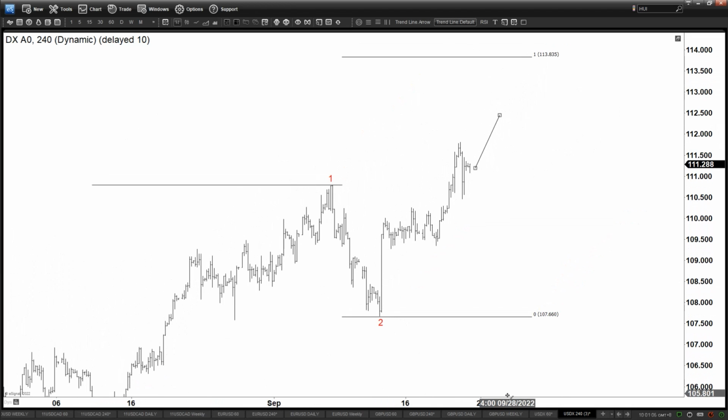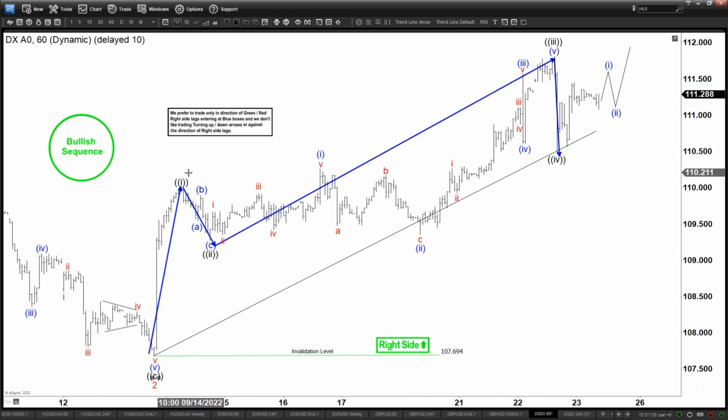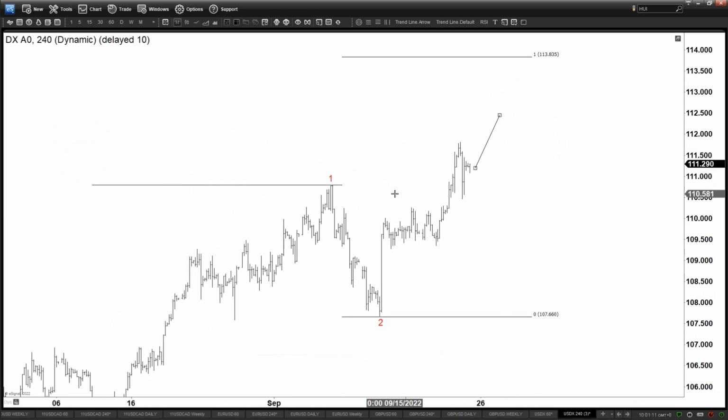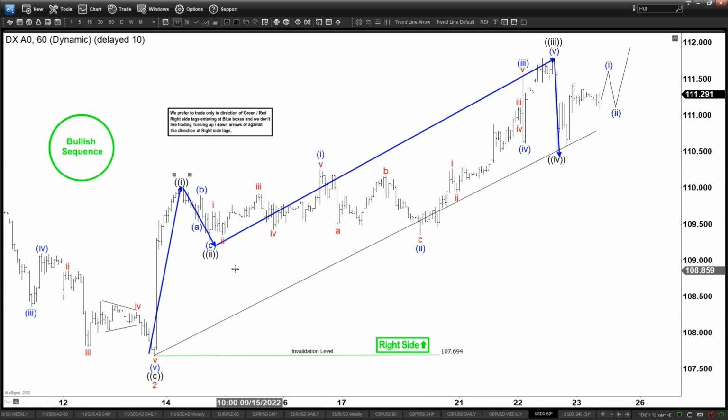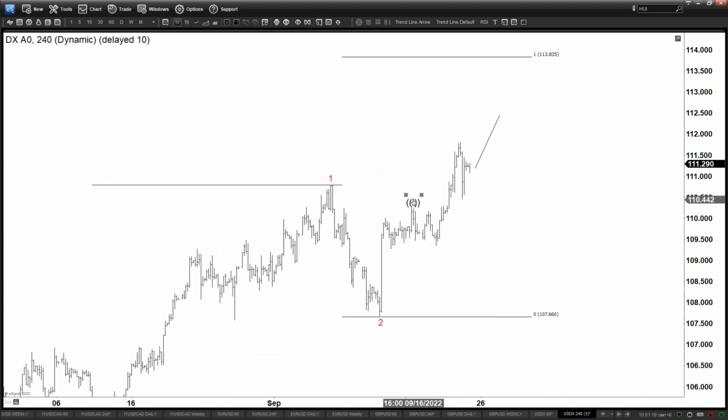Remember, I'm going to copy again this 1 2 3 4 5 here. This is the 1 2 over here, and then this is the 3 4. As you can see, wave 3 in the minor degree in the red color doesn't even need to reach the 100%. Remember, the guideline says wave 3 cannot be the shortest wave. It doesn't say wave 3 has to be 1.618. It doesn't say wave 3 has to be 100%.